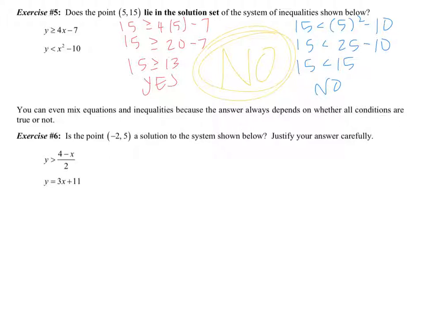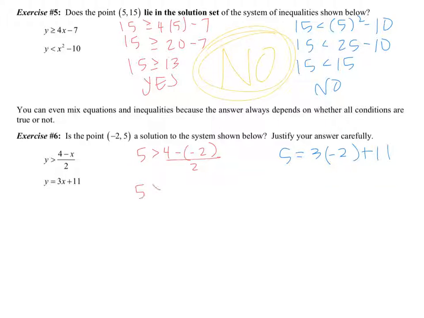You can even mix equations and inequalities because the answer always depends on whether or not all conditions are met. So let's look at the first one. Is 5 more than 4 minus negative 2 divided by 2? And is 5 equal to 3 times negative 2 plus 11?